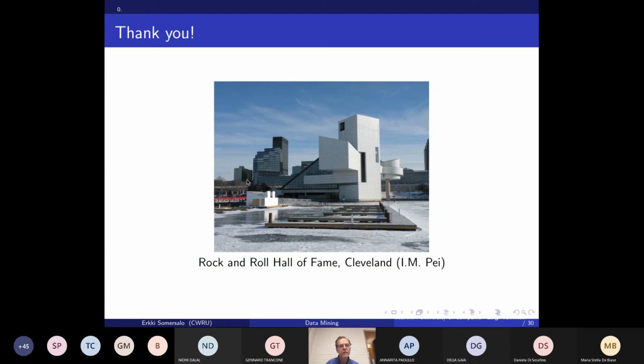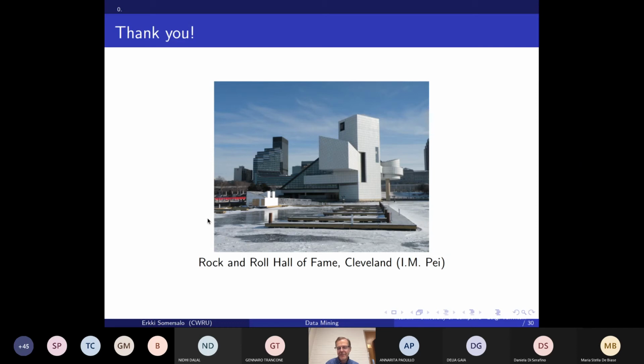I show you this nice picture, which is also on the cover of the book. So now you see what it is. It's the Rock and Roll Hall of Fame from Cleveland, a nice building, and you see that the lake here is solid frozen. So this is a wintertime picture. It's nice in the summertime too.